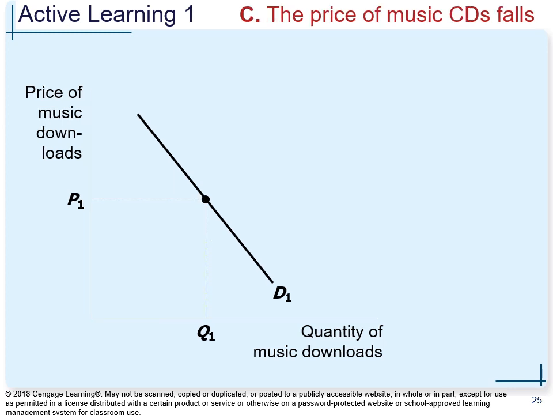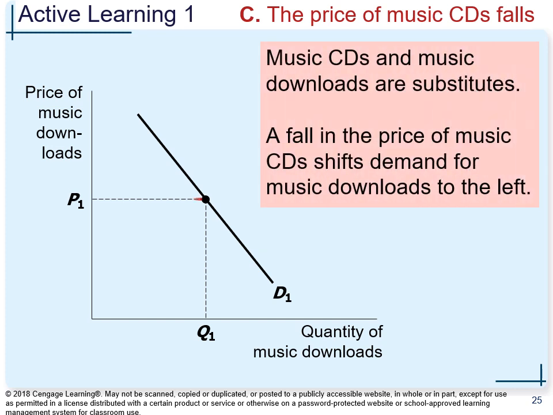Lastly, what happens to the demand of music downloads as the price of music CDs falls? Well, music CDs and music downloads are going to be substitutes, yes. So if the price of music CDs falls, then there's going to be a higher demand for music CDs and a lower demand for music downloads, all else being the same. How do we show that lower demand for music downloads? That's going to be shown as a shift to the left of the demand curve for music downloads. And that means that at any price level of music downloads, there's going to be a lower quantity demanded now because the price of music CDs has fallen.